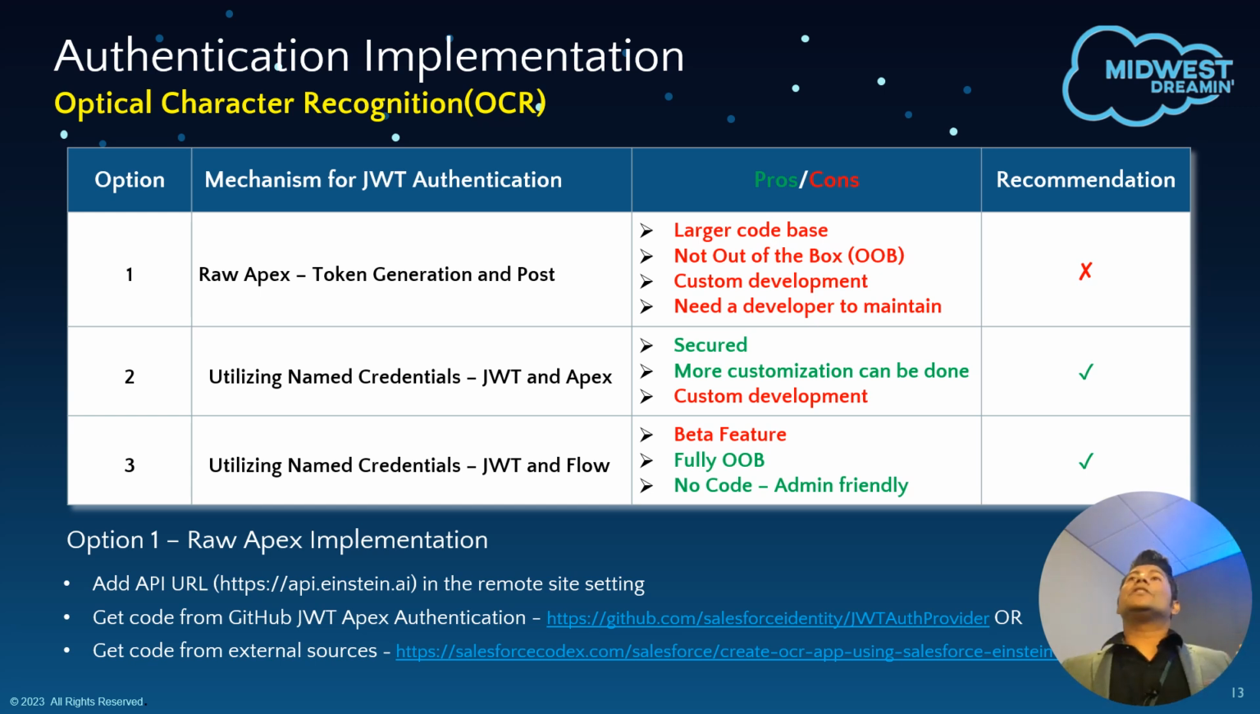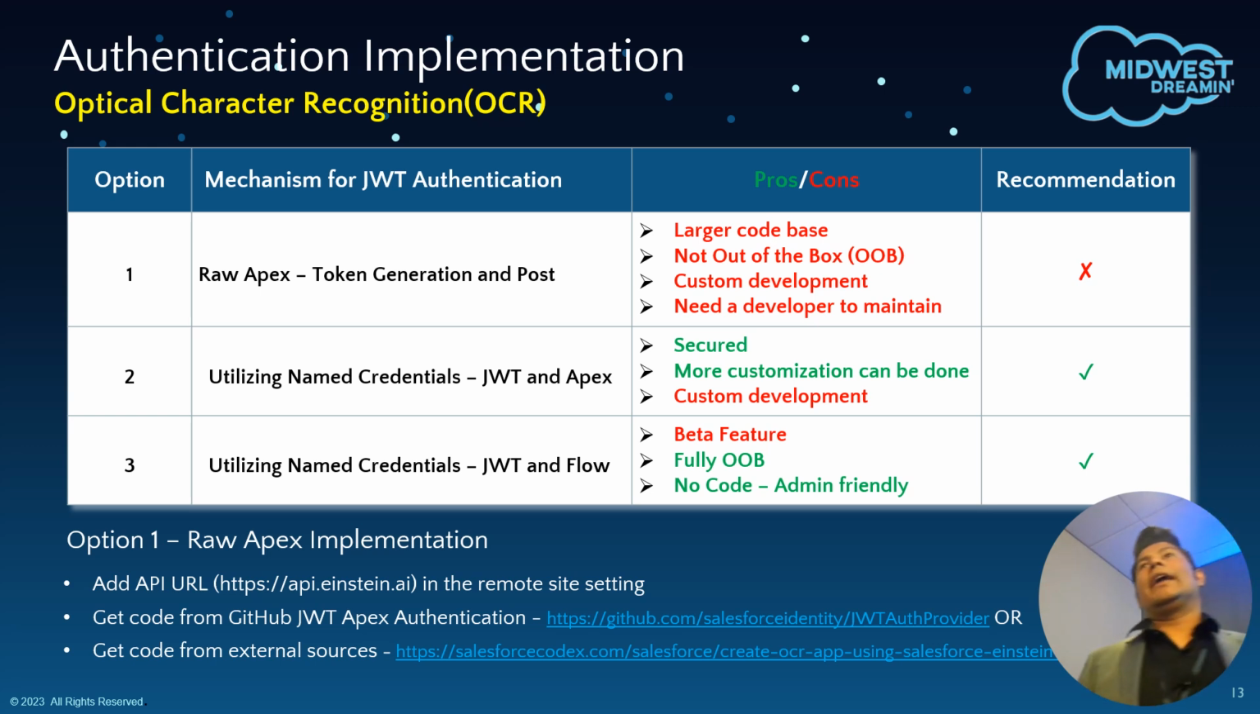So it actually reduces the code part. And once we configure the name credentials, we can actually use it in a particular flow. So everything is configuration based. There's no code required. But one of the catch over here is that the flow has a beta feature for a particular functionality.